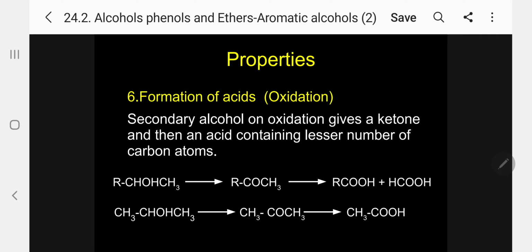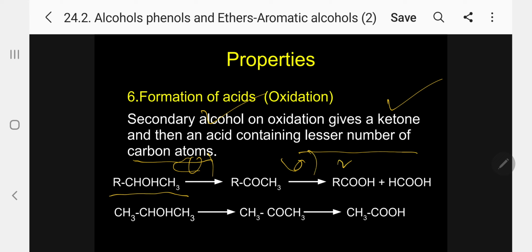Continuation of oxidation. Secondary alcohol on oxidation gives a ketone, as I told you, and then acid containing a lesser number of carbon atoms. So in this way we can differentiate primary from secondary. Secondary example, RCHOHCH3 gives RCOCH3 on oxidation. Further oxidation gives the acid and formic acid. Kindly follow.